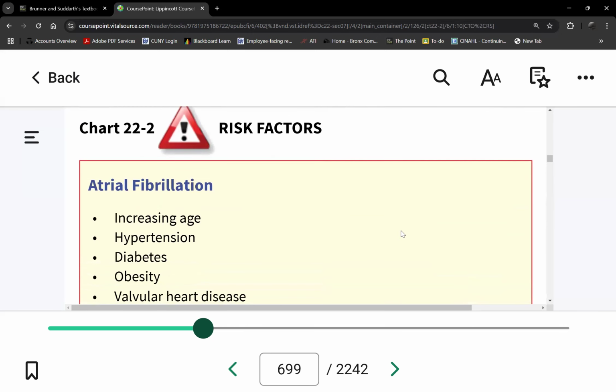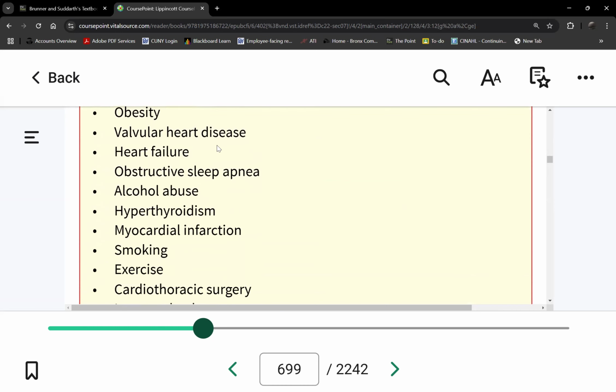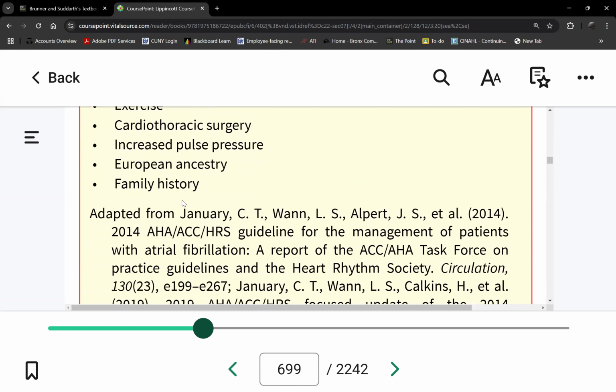Risk factors for atrial fibrillation, because this is special, this is the most common among older adults and also the top cause for stroke. Do you want to have a stroke? No. Nobody does. Okay. So here are your risk factors. Age again, hypertension, diabetes, obesity, valvular heart disease, heart failure, all the way to family history.